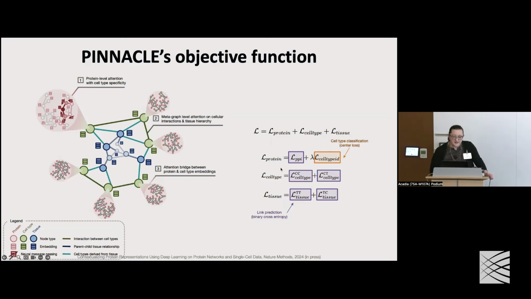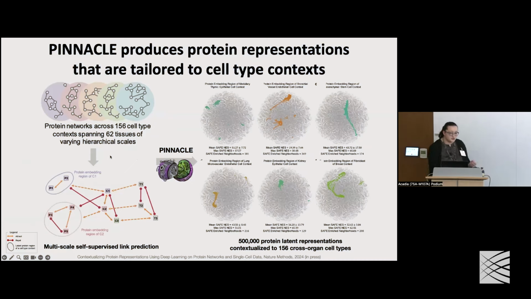The second loss component is the one that captures relationships between cell type to cell type nodes and cell type to tissue nodes. And the third and last component is defined as a link prediction between tissue nodes at this high level of structure. So finally, when we optimize, we use this objective function plus the neural message passing strategy and optimize the Pinnacle model. The result of the trained model is this large number of protein embeddings. For this specific data set, we get around 500,000 latent representations of proteins. And altogether, those are representations that are contextualized to 156 cell types.